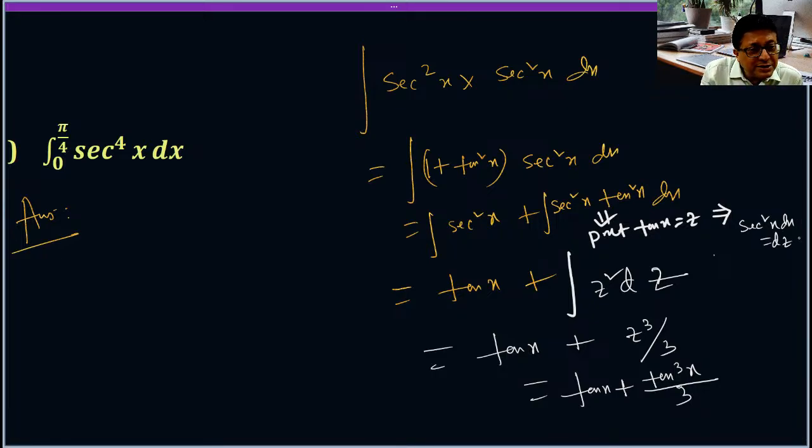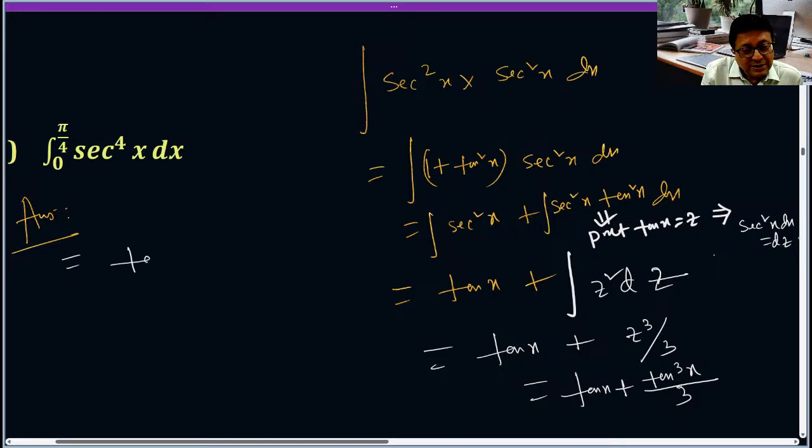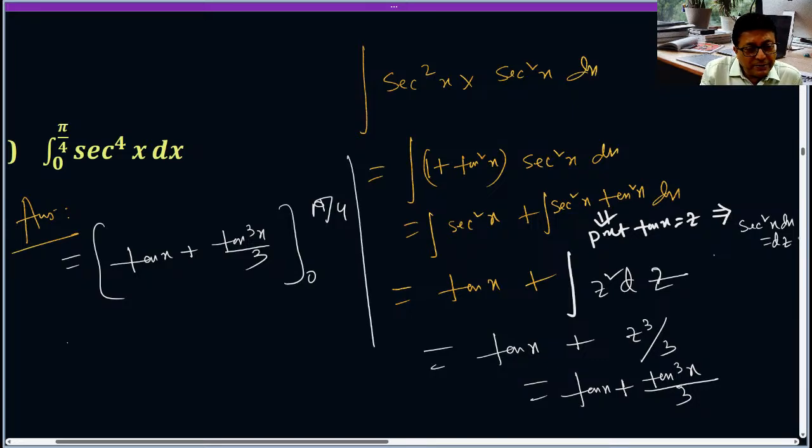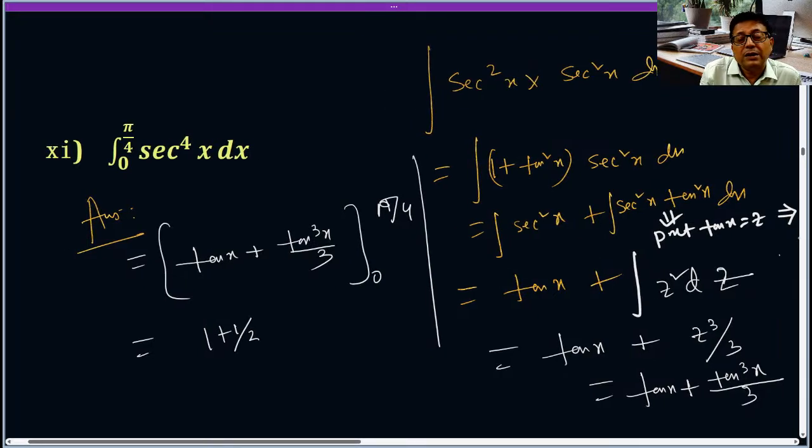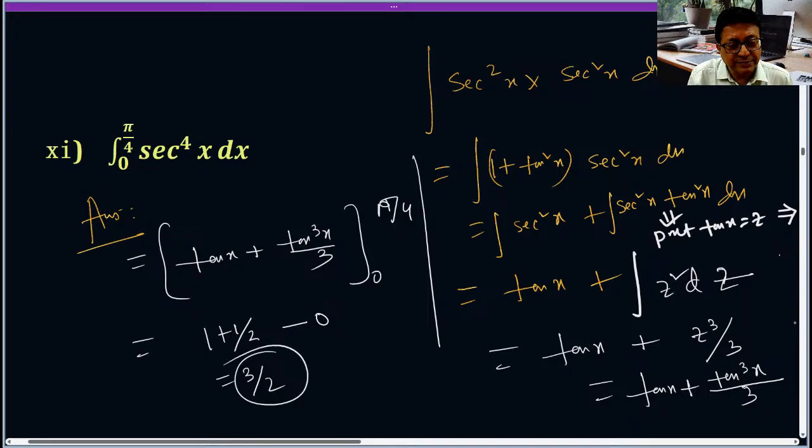Okay, now put it there. This integrand changed to what? Tan x, 0 to pi by 4. Put our limit. There is 1 plus 1/3, minus 0. So the answer is 3 by 2. Clear? Understood the idea? Should you change the limit, or do the indefinite part first and then substitute the limits. This is the concept.